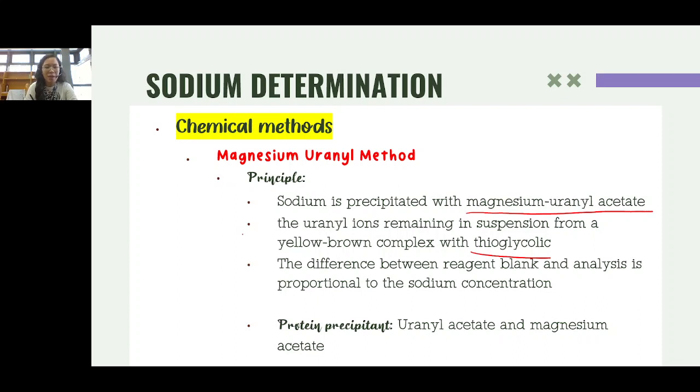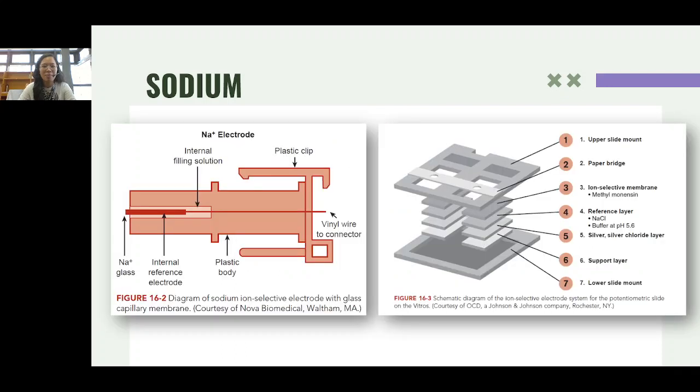And then you also have your protein precipitant here. So our protein precipitants are two: you have your uranyl acetate and you have your magnesium acetate. So that's it for your chemical methods. So now we proceed with your ISE.